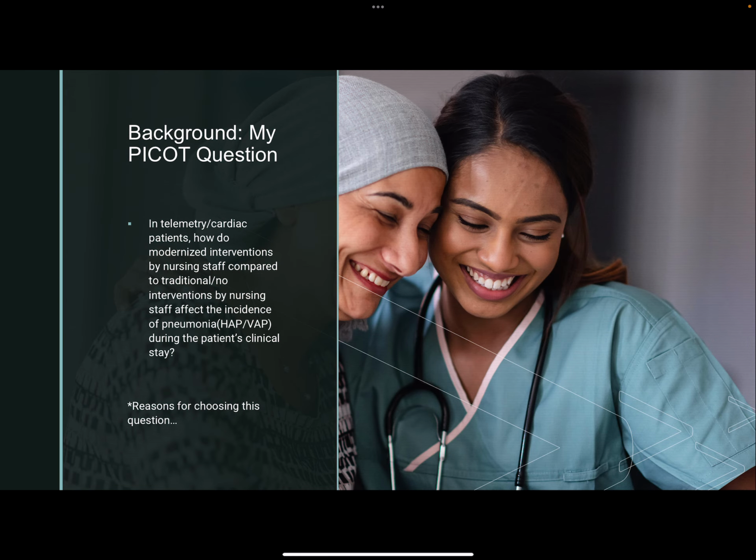So my PICOT question was, in telemetry/cardiac patients, and this is a subset of the ICU patients, how do modernized interventions by nursing staff compared to traditional/no interventions by nursing staff affect the incidence of pneumonia, both HAP/VAP, during the patient's clinical stay?